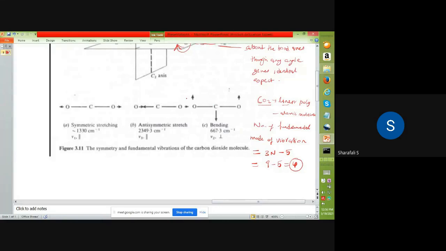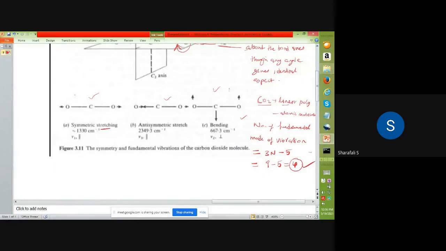But in the figure we can see that only 3 modes of vibration are available. So the fourth mode is also associated with the bending mode of vibration, because this mu2, the bending mode of vibration, is not only in this screen or in this paper, it will also be coming out of the plane. I will discuss that after discussing this one. So there are basically 4 modes available for carbon dioxide. Using this equation, 4 fundamental modes of vibration are possible.